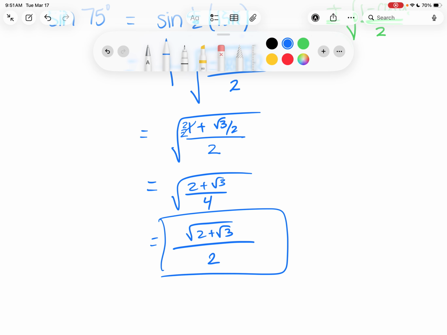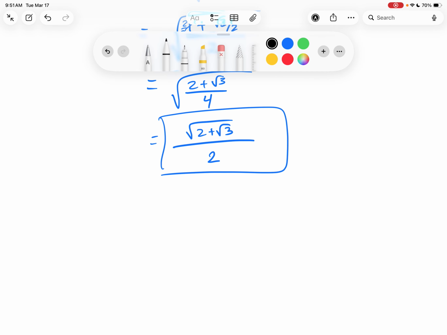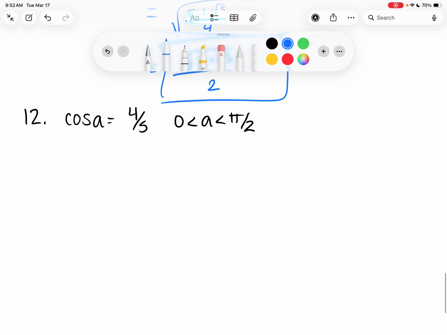All right, find the exact values of the sine of a over 2, cosine of a over 2, and tangent of a over 2. Whoa. So with these ones, like number 12, they give us the cosine of a is 4 over 5, and 0 is less than a is less than pi over 2. So what does that tell us about a? Where is a? Okay, it's in quadrant 1, so the first thing I'm going to do is draw what this looks like. So, redraw the triangle, yep.